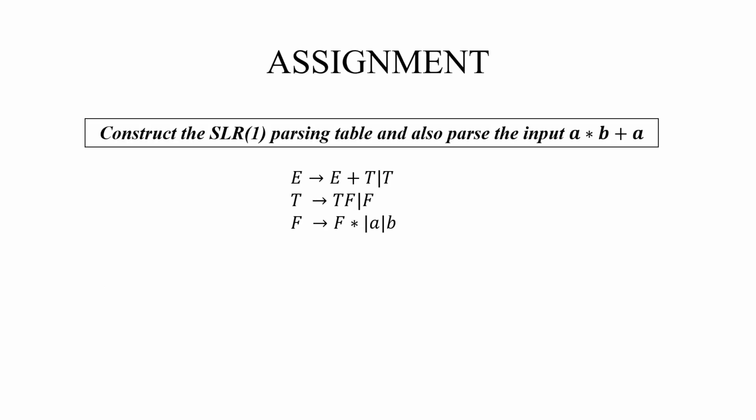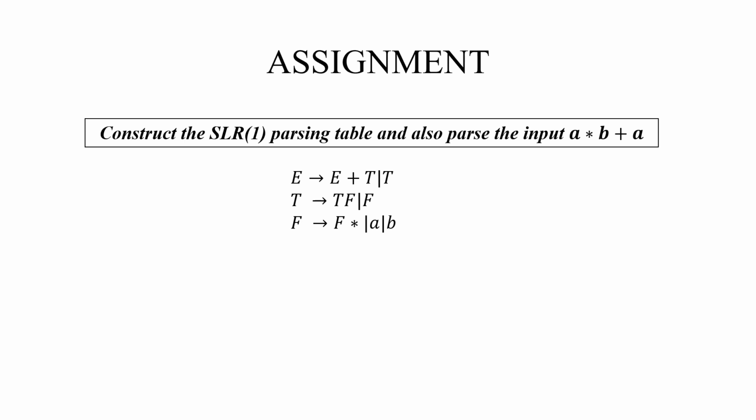So next, here is the assignment question: construct the SLR1 parsing table and also parse the input a star b plus a. The grammar is actually a slight variation of the arithmetic grammar. E derives E plus T or T, T derives T F or F, F derives F star or small a or small b. This is the assignment question.